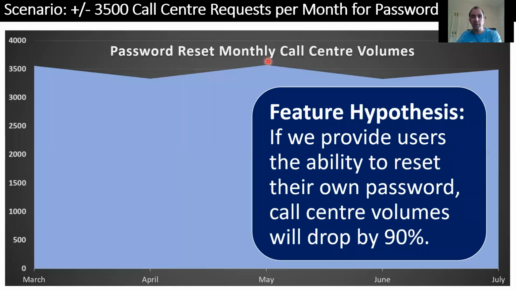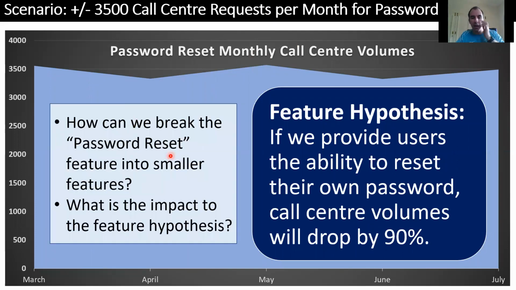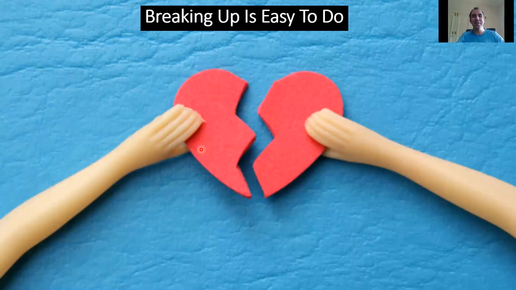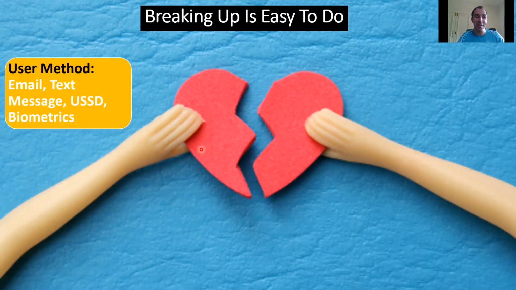Okay, so let's go back to password reset. We've got our feature hypothesis there. And the question I'm going to pose to you now is how can we break this into smaller features? And as we do so, what's the impact on our hypothesis? So don't worry, I've done this for you already. It won't tax your brain too much. You can sit back and relax. The good news is breaking up is easy to do when it comes to features anyway.